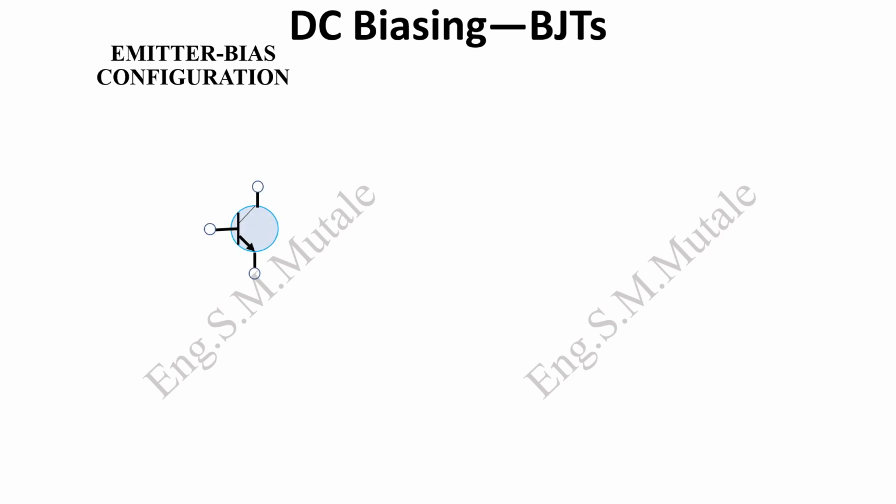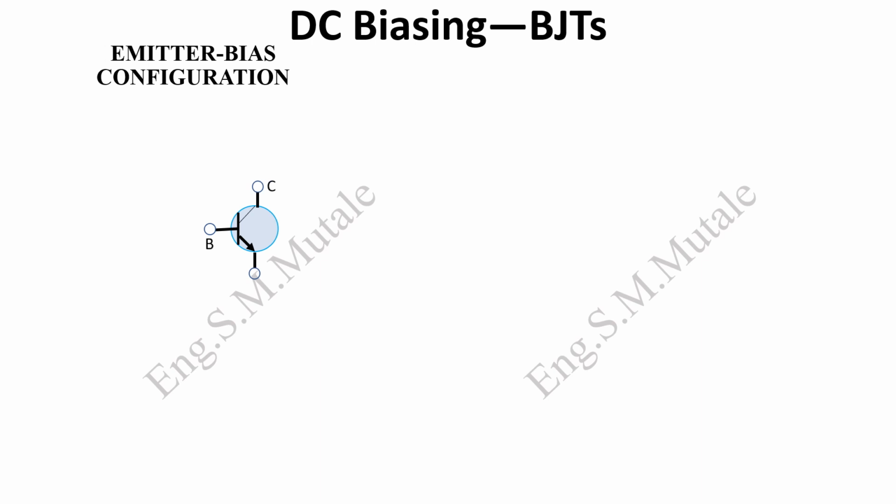Hi everyone, I welcome you to the presentation of this video under DC biasing. So in the previous lecture, we were looking at a fixed bias configuration. This time around, we're going to look at another type of configuration which we are calling the emitter bias configuration. So under emitter bias configuration, a transistor is biased in such a manner.